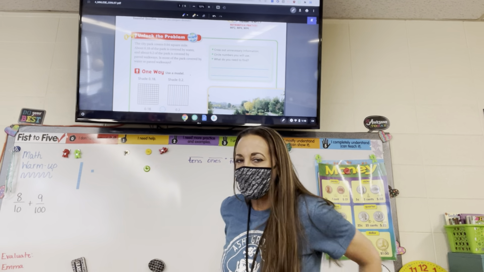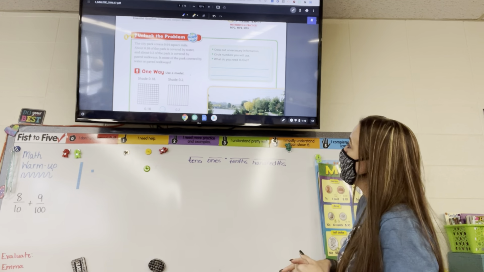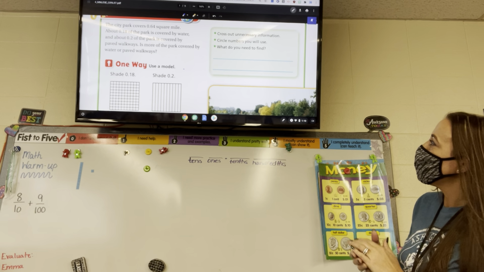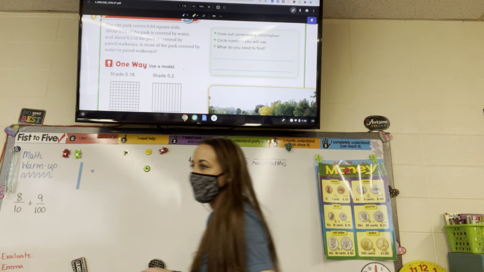We are doing lesson 9.7, compare decimals. The first question says the city park covers 64 hundredths square mile. About 18 hundredths of the park is covered by water, and about 2/10 of the park is covered by paved walkways. Is more of the park covered by water or paved walkways?